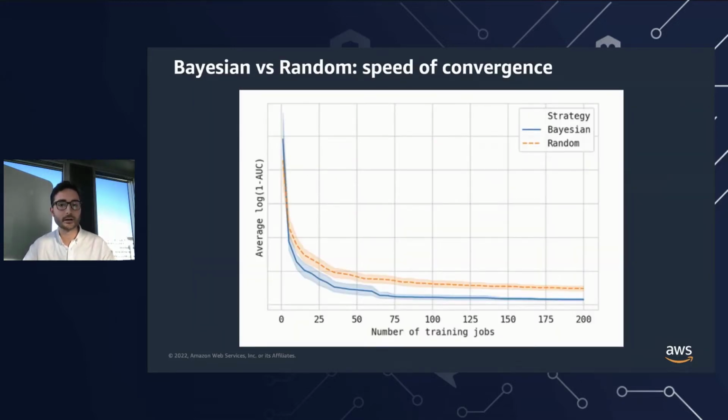We can also look at this from a different angle. What is the speed of convergence of Bayesian search versus random search? Here in this plot, we compare the two strategies versus the number of training jobs. How many hyperparameter evaluations are required to get to some loss function, which is the y-axis. Again, here we want to minimize our loss function. When we compare the two, you can see how Bayesian search is faster at finding a good loss function, a better minimum compared to random search. So for the same number of evaluations, you find a better solution, which means that you are faster at finding your optimal model.